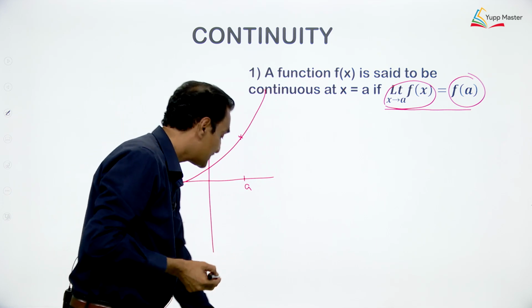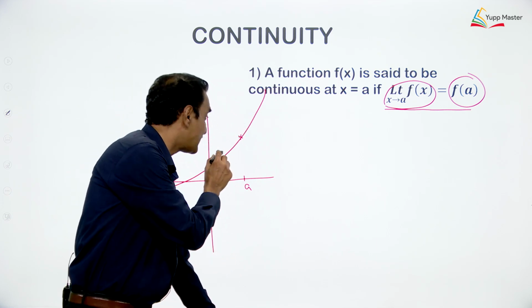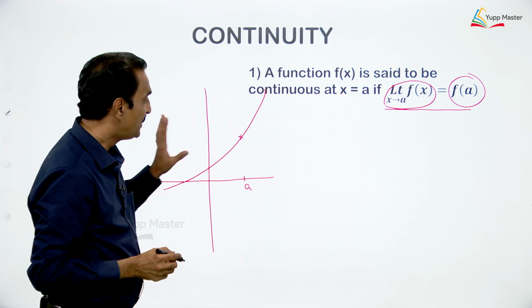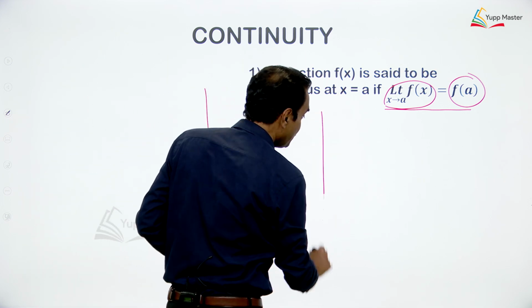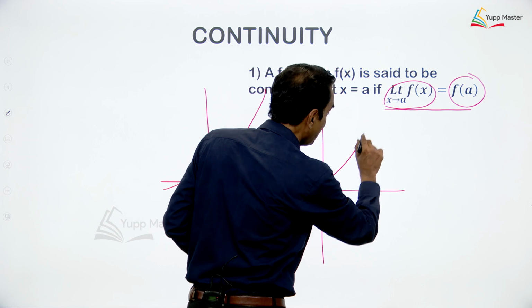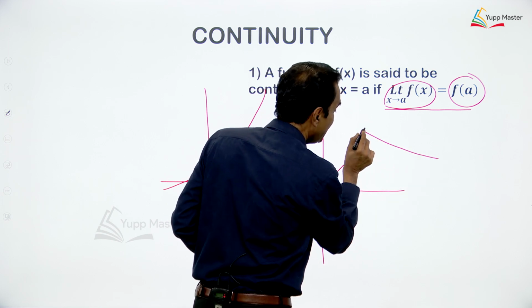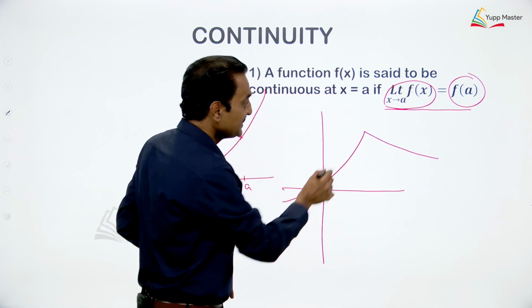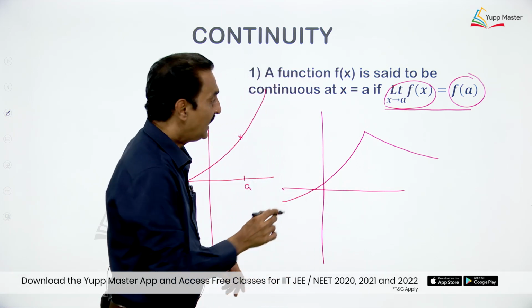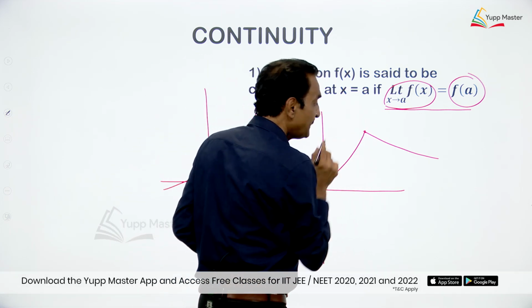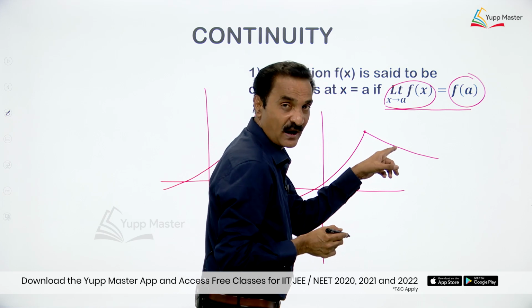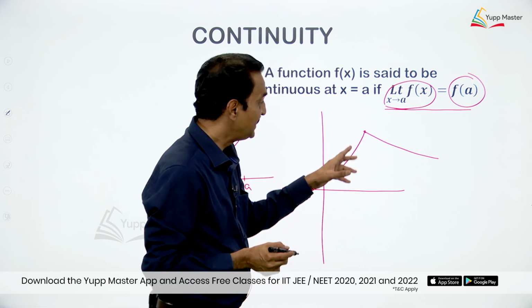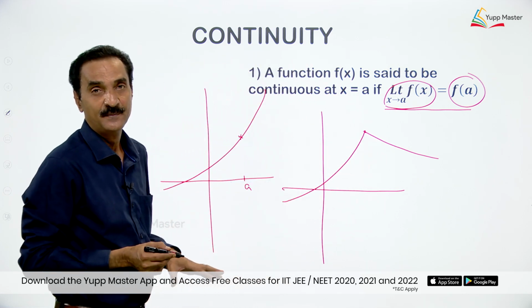Okay. And this is one kind of example, and another example, the graph can be like this, having a sharp corner at x is equal to a. If the point is defined and it is connected to right side curve and left side curve, then it is continuous at x is equal to a.